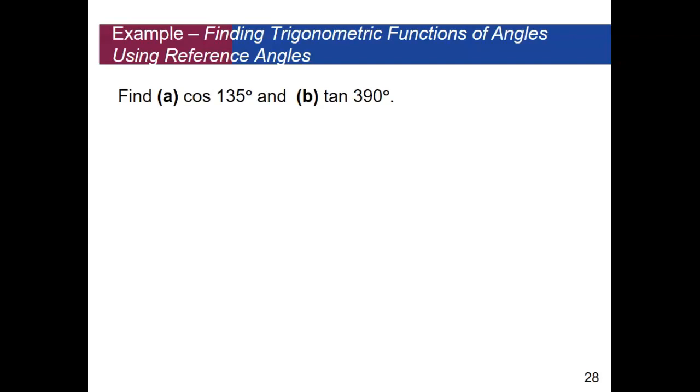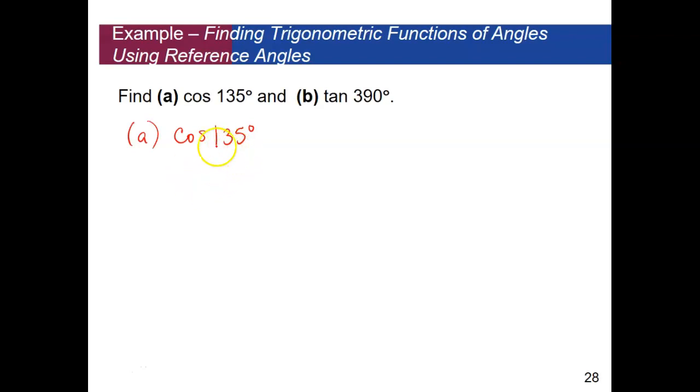Okay, so sometimes we want to use reference angles to be able to find different trigonometric functions of angles. So to start out here, we're going to look at the cosine of 135 degrees. Yes, you could put it in your calculator and get the answer. Yes, you could find 135 degrees on your unit circle and find the cosine of that. But I want to specifically show you how to do this using reference angles.